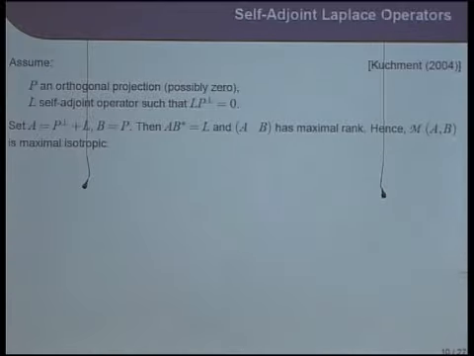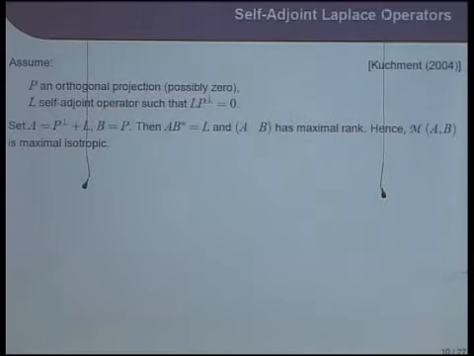So, first question. Do these matrices A and B define a self-adjoint operator? The answer is yes. How to check it? Let's calculate A multiplied by B star. This is precisely L. It's self-adjoint. And let's look at the rank of the pair A-B. It's maximal. This means that the corresponding subspace of A and B is maximal isotropic, and this means that the corresponding Laplace operator is self-adjoint.